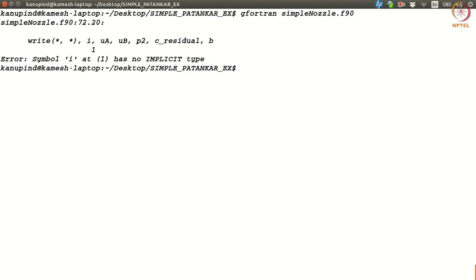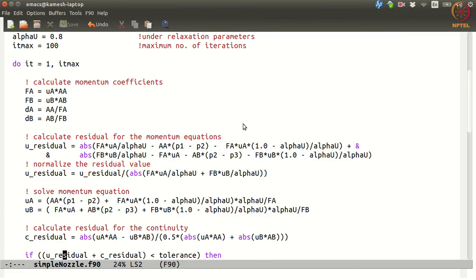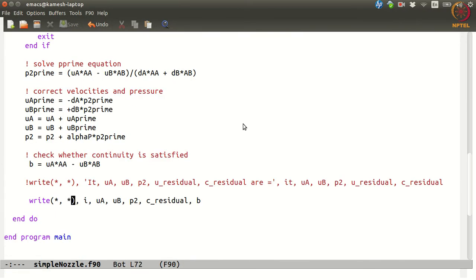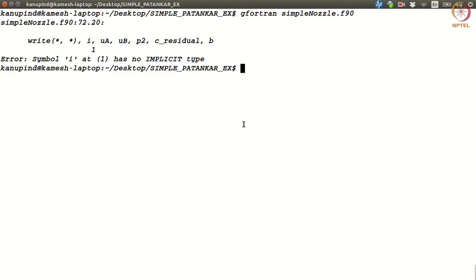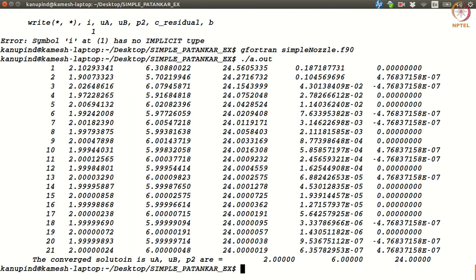Some problem here: has no implicit type. Okay, so there is no I here. This is basically the iteration. Okay, successfully compiled. Then let us run it, ./a.out. Okay, very good.